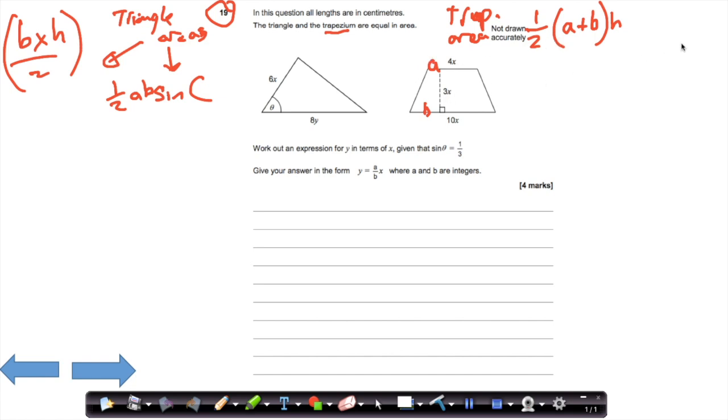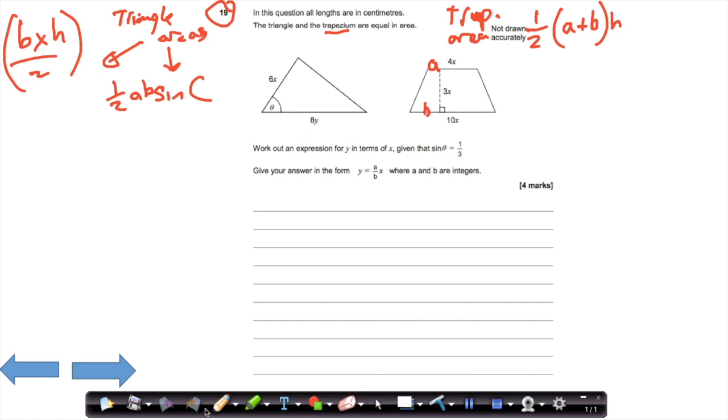So it could be a trapezium like this. Remember, a trapezium is a trapezium if it's got one pair of parallel sides. We're told it's a trapezium, so we know it must have a pair of parallel sides. Although it's not drawn accurately, we should be able to tell that if it's a trapezium, it's clearly going to be these 2 sides which are parallel.